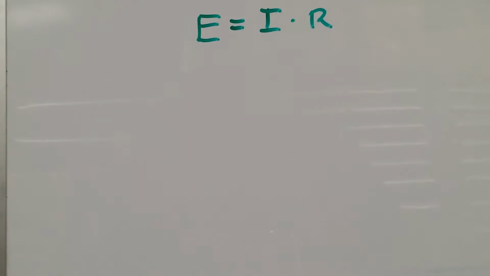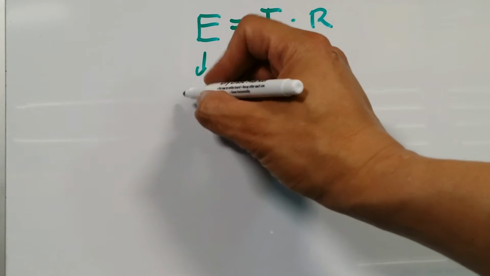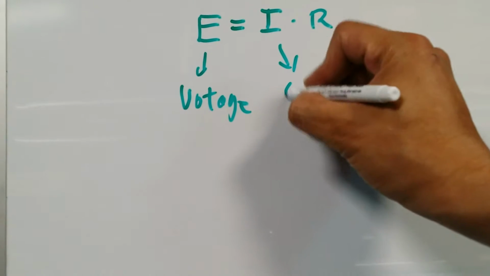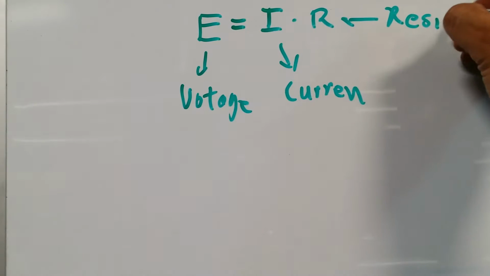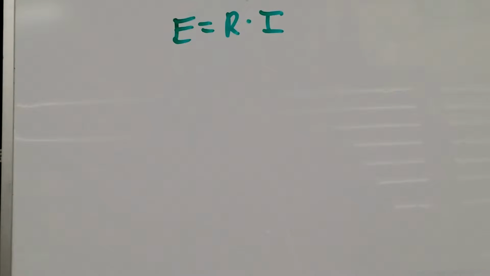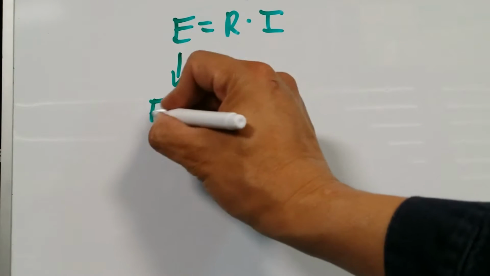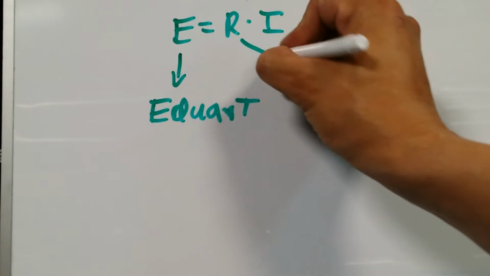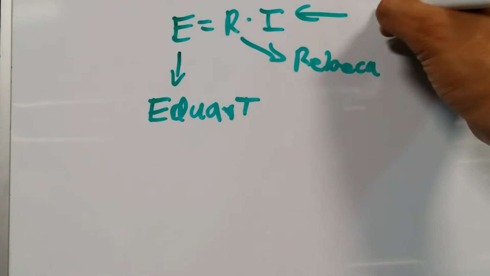No electrical training is complete unless you know this basic formula, where E stands for voltage, I stands for current, and R for resistance. A good trick to remember the formula is to say that E stands for Edward, and R for Rebecca, and I for Irma.